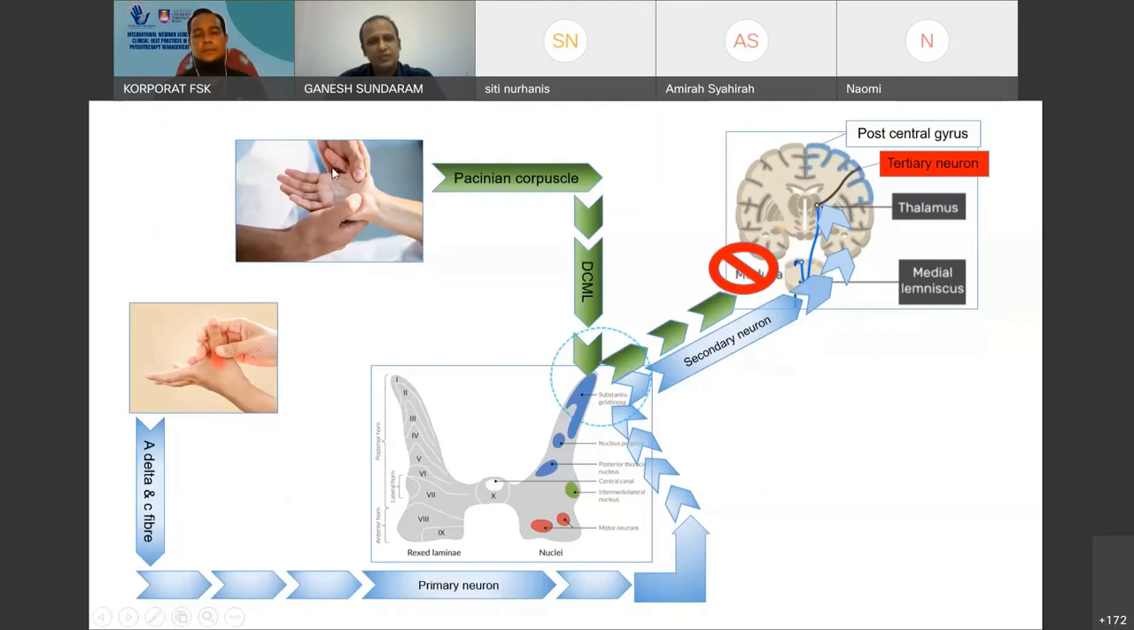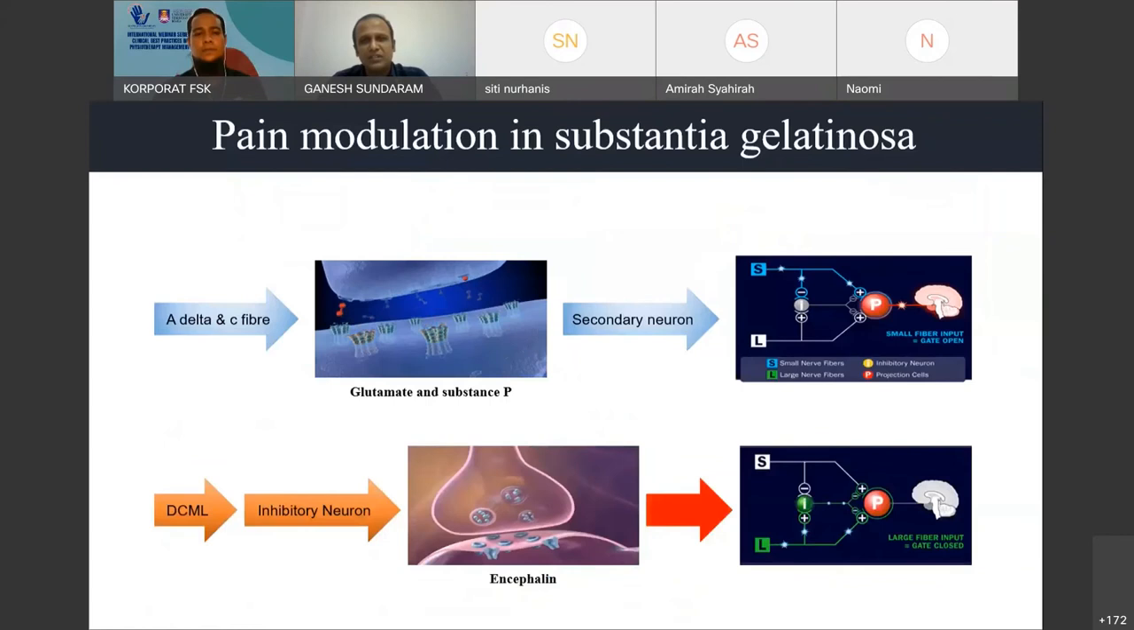We start with, for example, some massage here, stimulating the Pacinian corpuscle, and we have the dorsal column medial lemniscal pathway, DCML, to the substantia gelatinosa, where we are going to block the pain at the level of the medulla. So this is pain modulation in the substantia gelatinosa. You know all well that the A delta and C fibers go with glutamate and substance P transfer with the help of the secondary neuron. The gate is open.